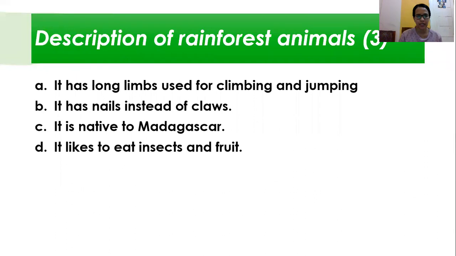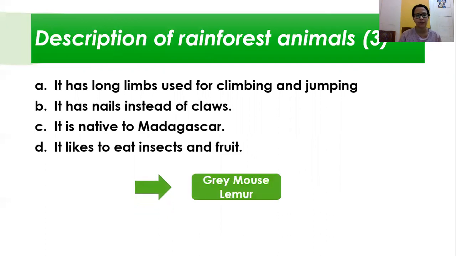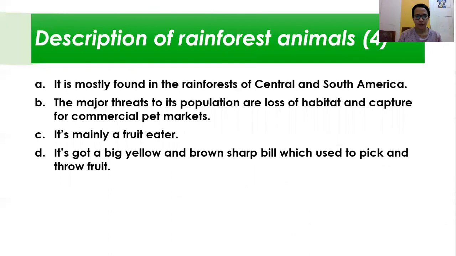Next description 3. It has long limbs used for climbing and jumping. It has nails instead of claws. It is native to Madagascar, and it likes to eat insects and fruit. This is also from your unit test 1. Yes, gray mouse lemur. Now, description 4. It is mostly found in the rainforests of Central and South America. The major threats to its population are loss of habitat and capture for commercial pet markets. It's mainly a fruit eater, and it's got a big yellow and brown sharp bill, which is used to pick and throw fruit. Okay, from point D, you can directly guess it.